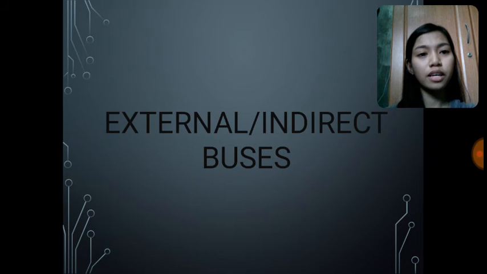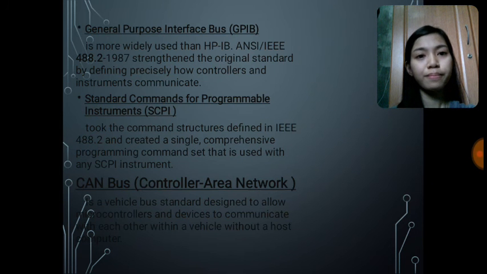The external indirect buses. General Purpose Interface Bus or GPIB is more widely used than HPIB. ANSI or IEEE 488.2 in 1987 strengthened the original standard by defining precisely how controllers and instruments communicate.